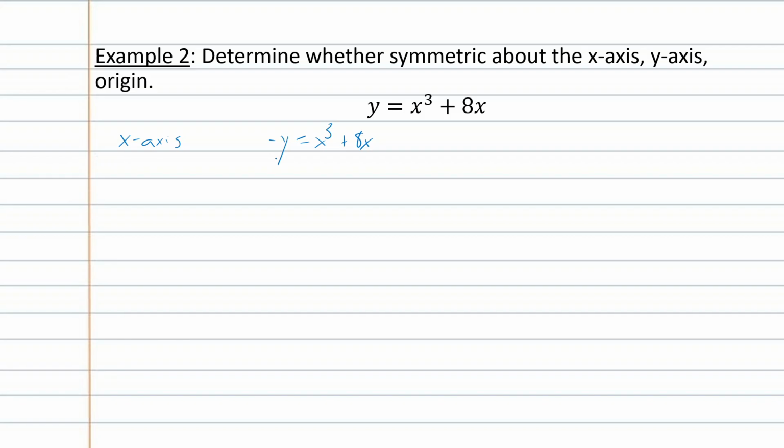Now here I could divide both sides by negative 1, but that would give me y equals negative x to the third minus 8x. That does not simplify back down to the original, so it's not symmetric with respect to the x-axis. Let's check the y-axis. Now we can do it with the x's. I'm going to plug in a negative x for my x's.